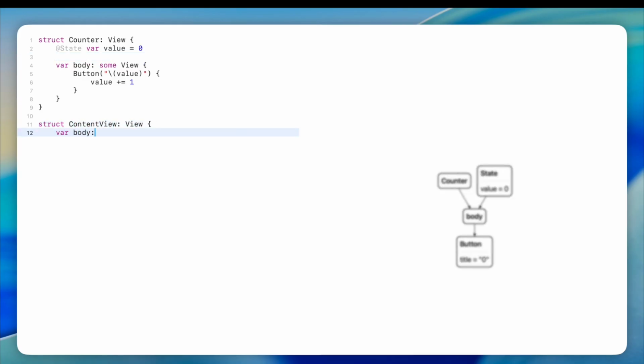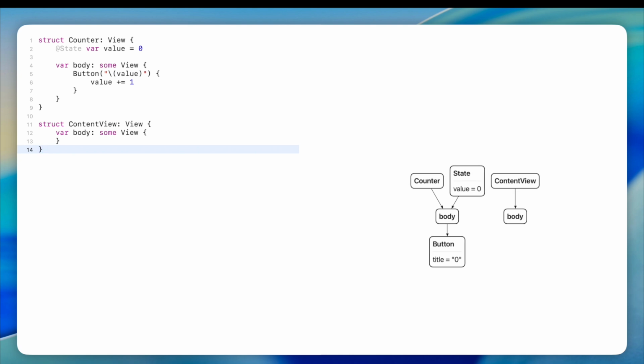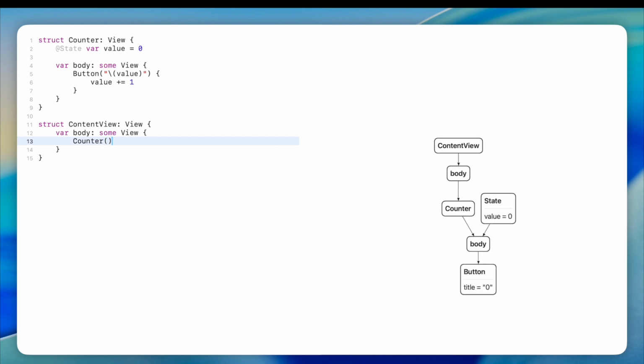And so we can add a content view node with a body, and then we have two separate subgraphs. And of course, we can make the counter part of our content view's body. And so now the graph looks like this. And so if we were to invalidate the state property, for example, that would mark it as pending or as potentially needing recomputation. The body would be marked as pending in the button. And so everything down below in the graph.